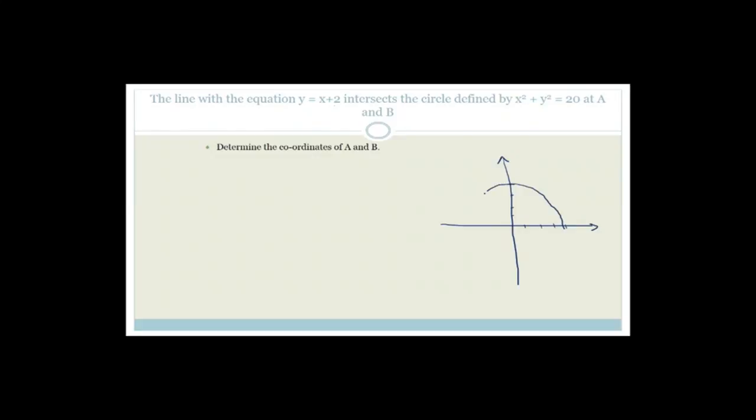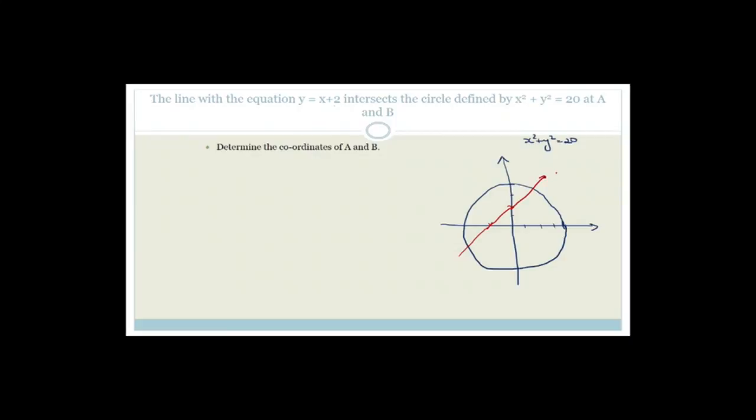More or less, okay? It's really a rough diagram, as you can see. So that's my circle of x squared plus y squared equals 20. Down it says the equation y equals x plus 2 intersects the circle. So x plus 2 is a straight line going up to the right. It's going to go through positive 2 on the y-axis, and it cuts the graph.